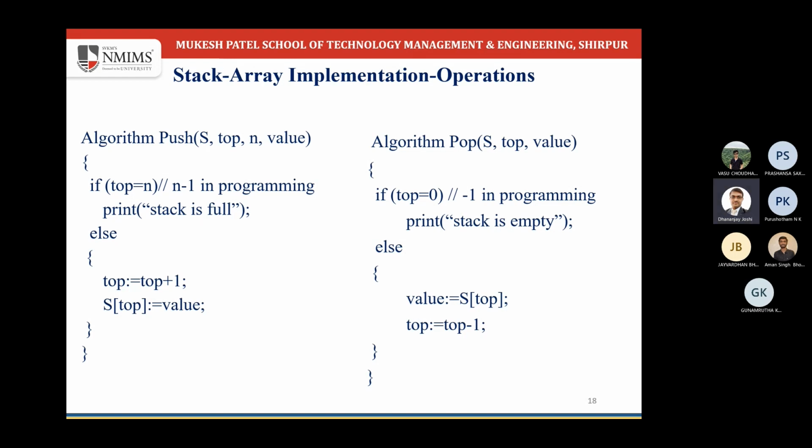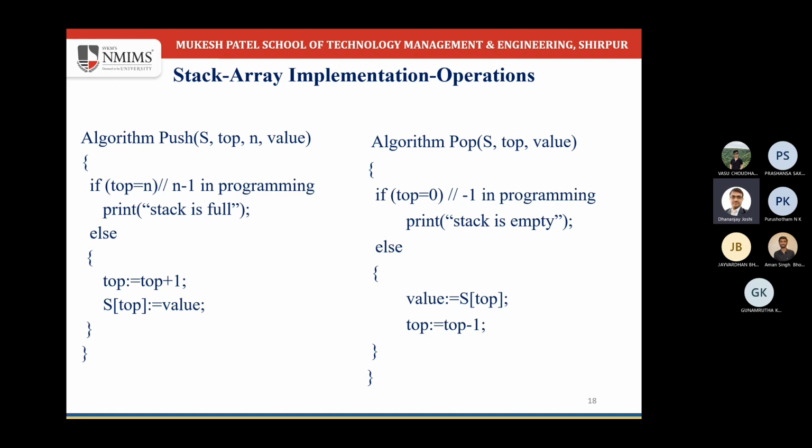Otherwise, we will increment the value of top by 1, and in that particular index, we will be storing the value. Similarly, in case of deletion, if the stack is empty, we cannot delete. We have already discussed that the value of top being -1 signifies that the stack is empty. So if the top is -1, and again, as I have already told you, in pseudocode notation, indexes are from 1 to n, and in programming, it is 0 to n minus 1.